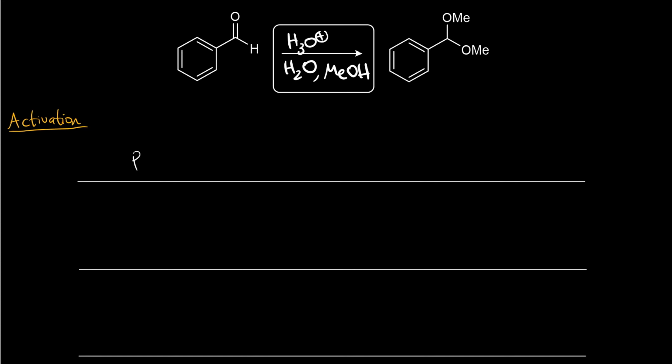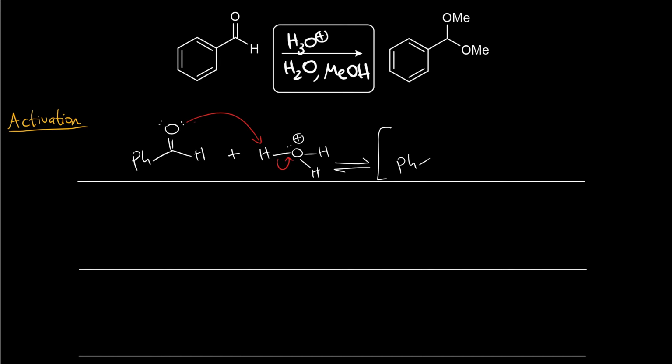So we can draw benzaldehyde in a more abbreviated form like this. And what happens is we use our generic acid, H3O+, and in a typical nucleophile to electrophile interaction, the carbonyl oxygen acquires the proton, and those electrons go back to the water oxygen. What we form is our protonated benzaldehyde.